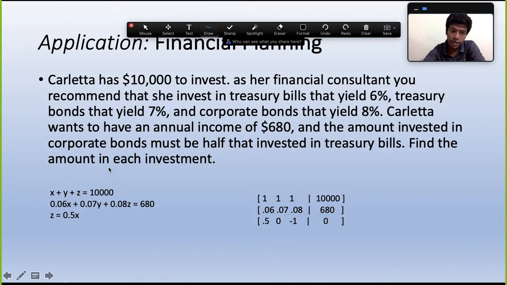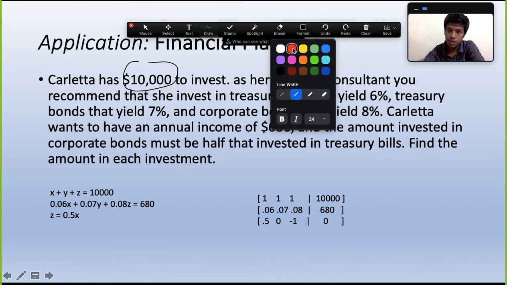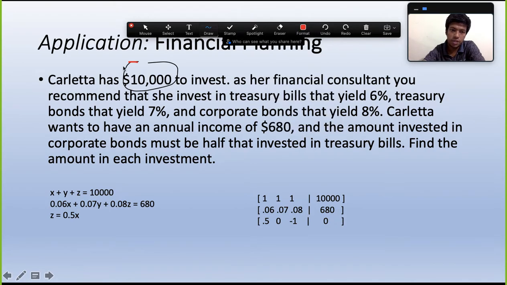So first of all, again, something like this. The total amount of money that she has is $10,000. So that is the total amount of investment that she can do. This is $10,000. This is the amount of profit that she wants to make. And the percentages that she wants to invest are 6%, 7%, and 8%. So 6% becomes 0.06, 7% becomes 0.07, 8% becomes 0.08. X, Y, Z are their respective item names.